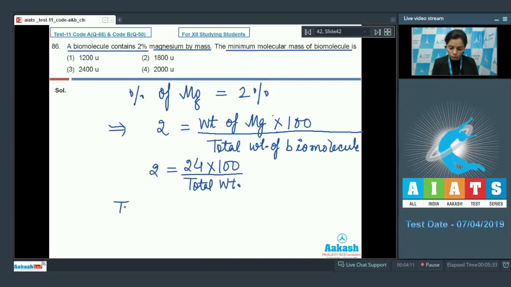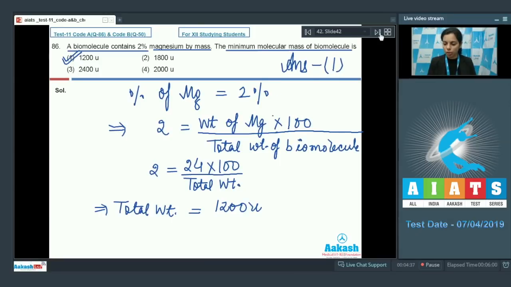So what would be the total weight of the biomolecule? It would be equal to 12 into 100. It means 1200 U. If the minimum weight of magnesium is 24 U, then definitely the minimum molecular mass of the biomolecule would be 1200 U. So on that basis, option 1 is the correct answer.